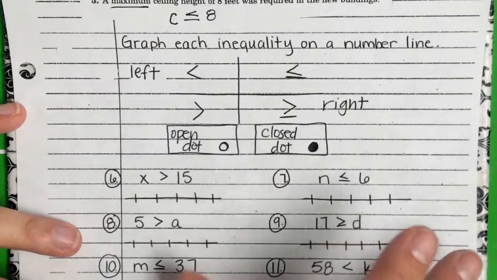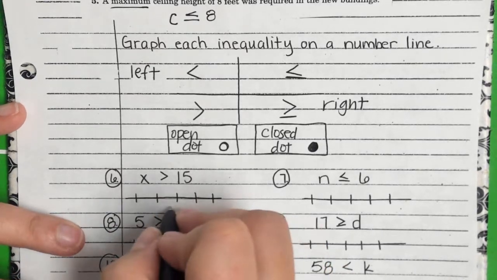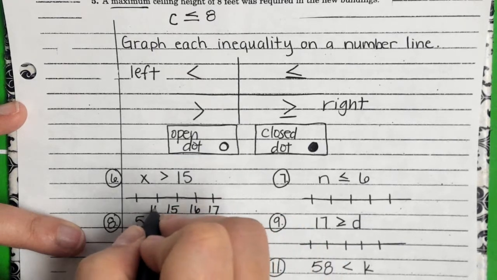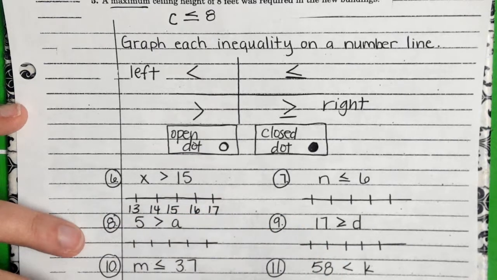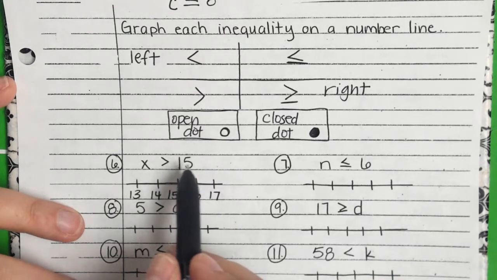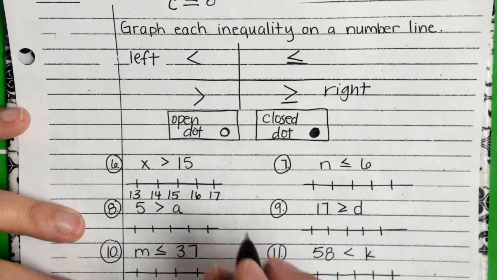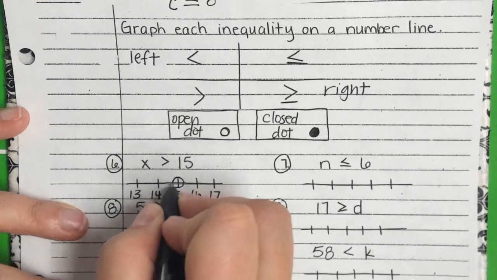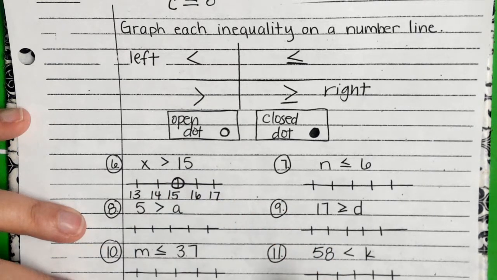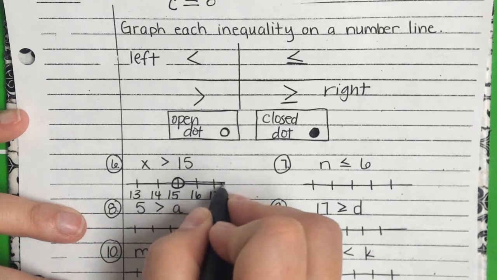All right, so let's try one. We have x is greater than 15. So I have a number line. I'm going to fill in my numbers. It doesn't always have to be right in the middle, but if I don't have numbers written there, I usually put my number in the middle. Okay, so on 15, would I have an open or closed dot? Open, because it does not include 15. It's everything greater than 15. So which direction would we shade in? To the right. Oh, that's simple.